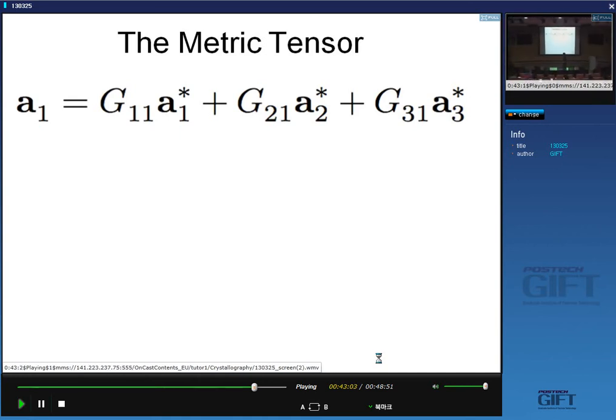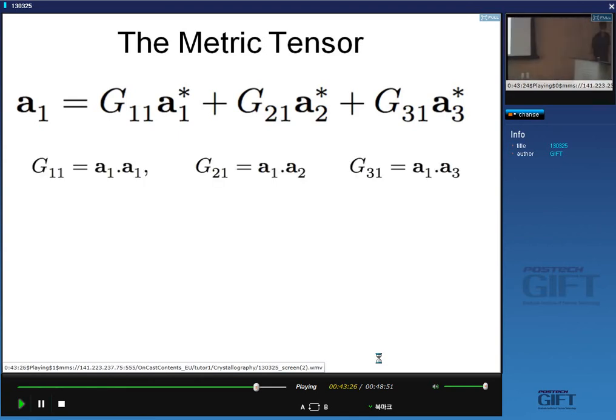So at the moment, I don't know these components of the special coordinate transformation matrix, which is known as the metric tensor. Okay. So here's the relationship between A1, A1 star, A2 star, and A3 star, where these are the reciprocal lattice basis vectors. Similarly, I can write two other equations. Before I write them, I can actually solve for G11, G21 very easily.